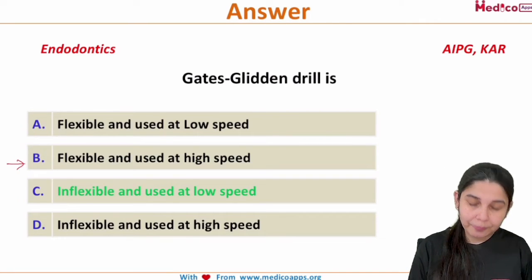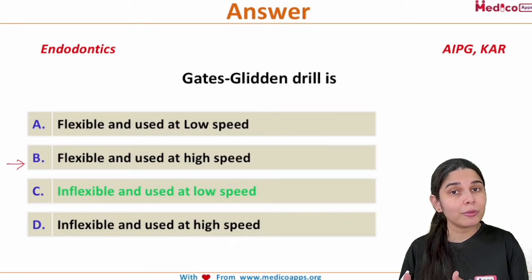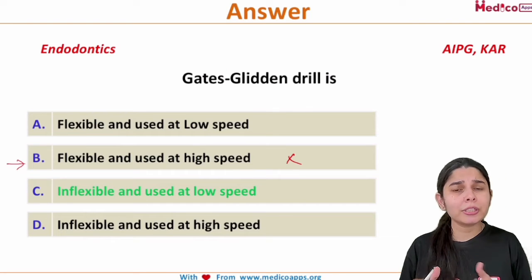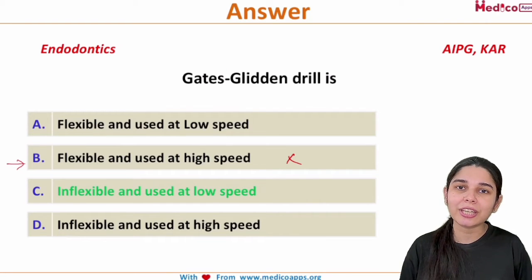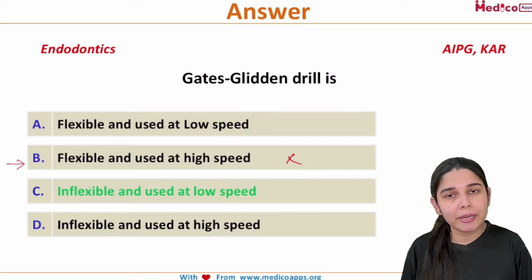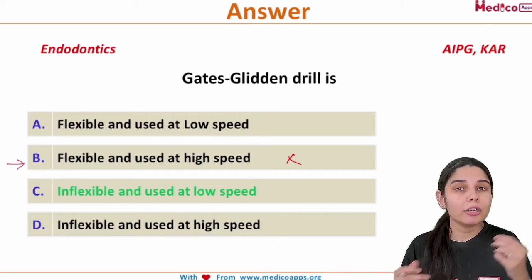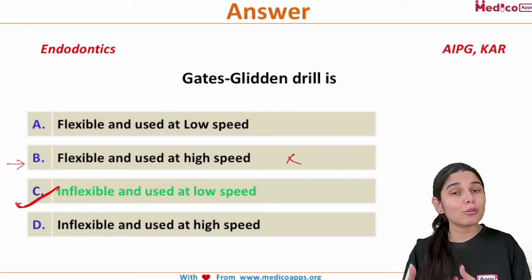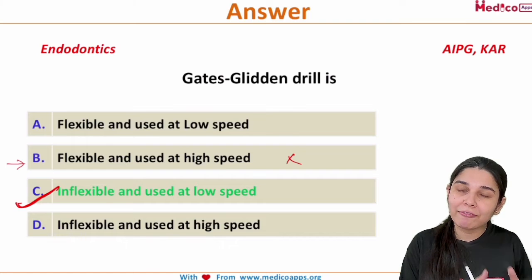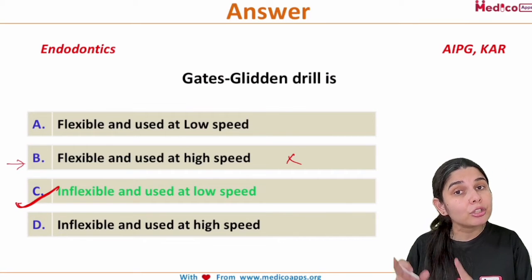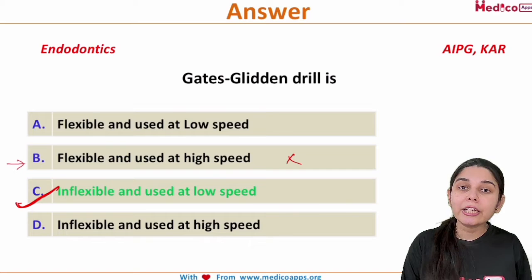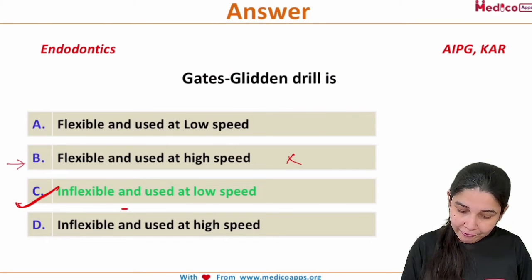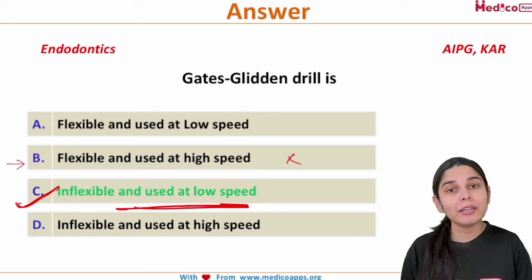The second option is: is it flexible and used with high speed? No, this is also a wrong option. The third option seems similar to what we have just discussed, that it is an inflexible instrument and is used with a low speed instrument. So this is the answer. And lastly, the fourth option: is it inflexible? Yes, it is inflexible, but it is not used with a high speed instrument. It is used with the low speed instrument. So the answer will be option C, inflexible and used with a low speed instrument.